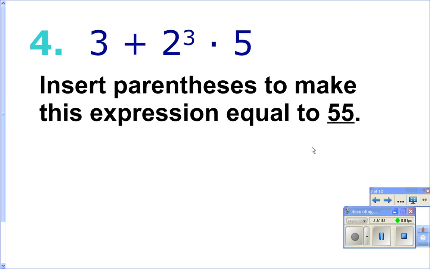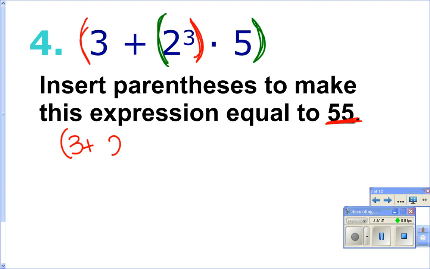Okay. Another way to do order of operations is by inserting parentheses to make an expression equal exactly what you want. We want this expression to equal 55. So we can either put the parentheses around 3 plus 2 cubed, or we can put the parentheses around 2 cubed times 5. Let's do the 3 plus 2 cubed first. So we have 3 plus 2 cubed times 5.